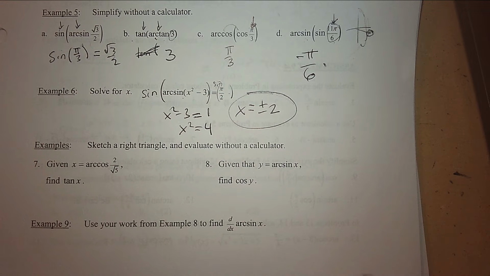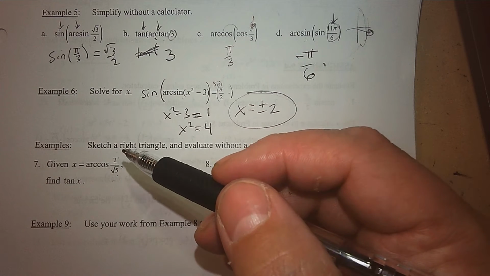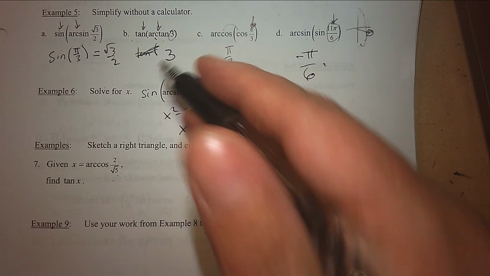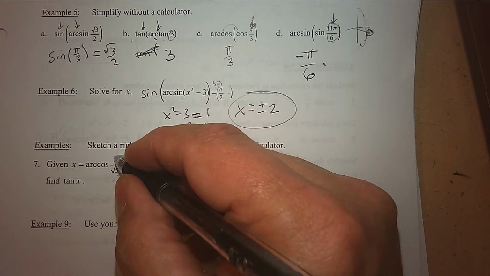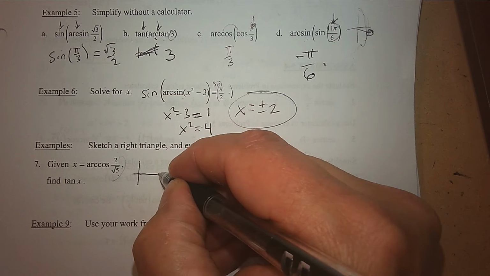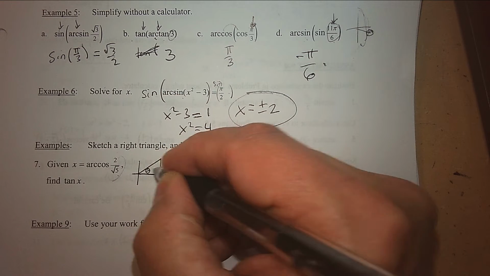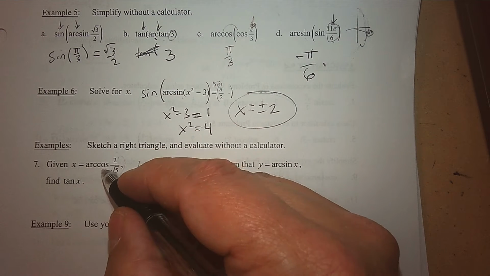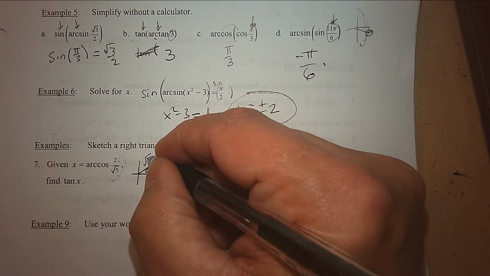Example 7. Sketch a right triangle and evaluate without a calculator. So here's something, 2 over root 5. That's not a point on the unit circle. So if I want to evaluate tangent using those numbers, I need to draw a right triangle. And in this case, because cosine is positive, the right triangle is going to be in quadrant number 1. There's the angle there. I don't know the angle, neither do I need to know the angle.